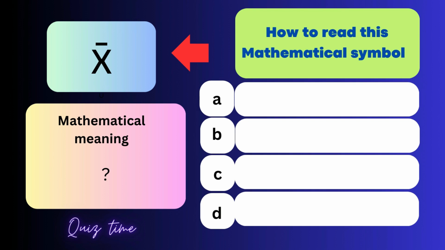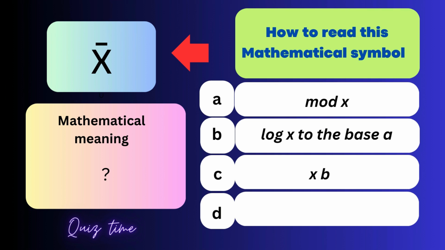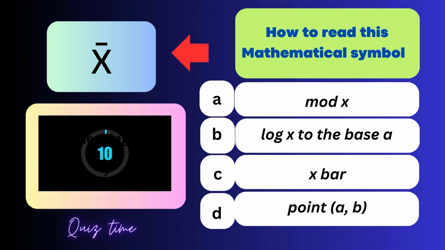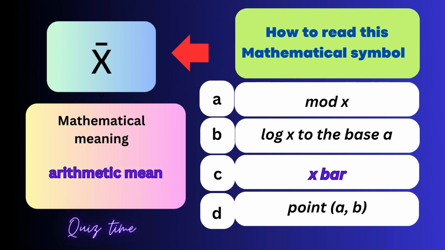How to read this mathematical symbol? A. Mod x. B. Log x to the base a. C. X bar. D. Point A, B. The answer is C. X bar.